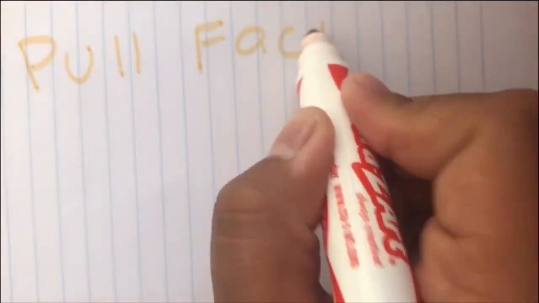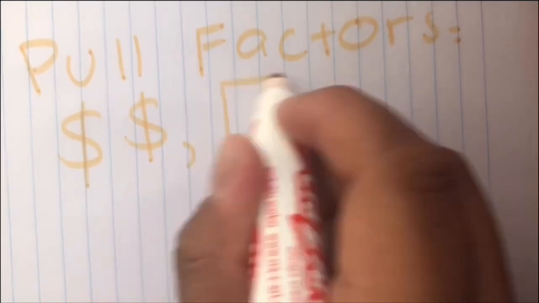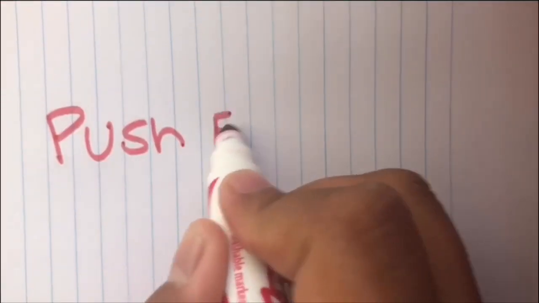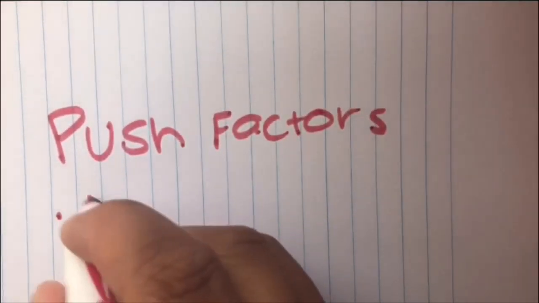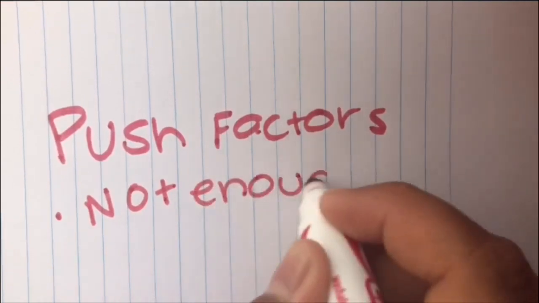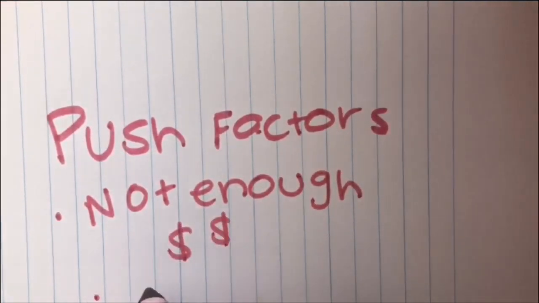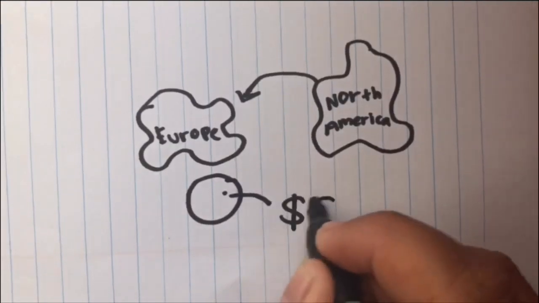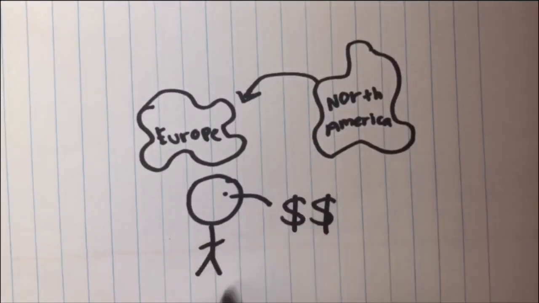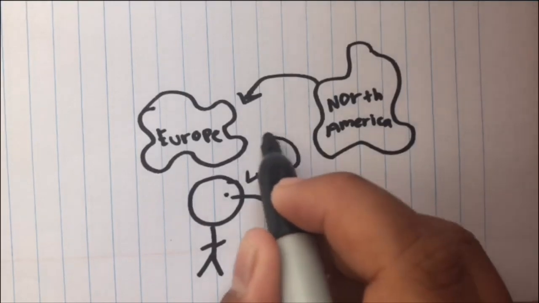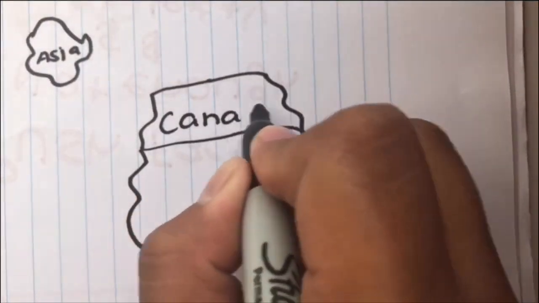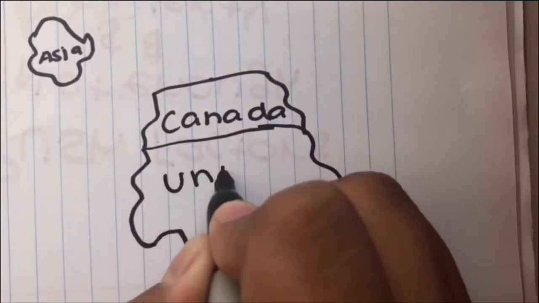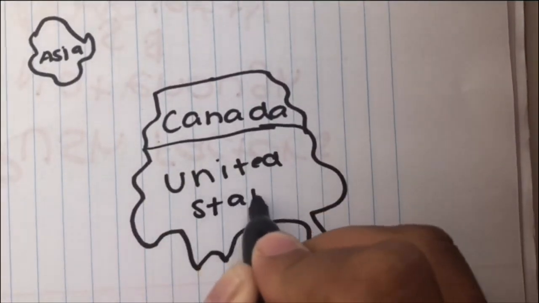Pull factors induce people to move into a new location, such as job opportunities and good education. Push factors induce people to move out of their present location because they don't have enough money or because of poverty. Many European immigrants moved to North America because they hoped to make money over there because of the new jobs they could find. This pull factor is what lured people from Latin America and Asia to the United States and Canada.